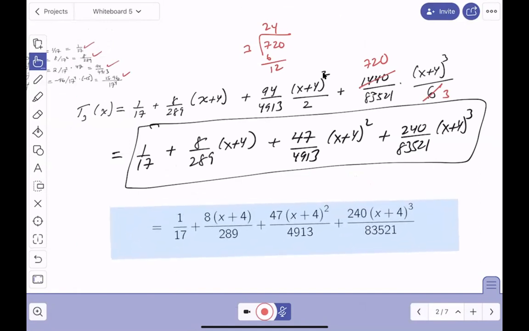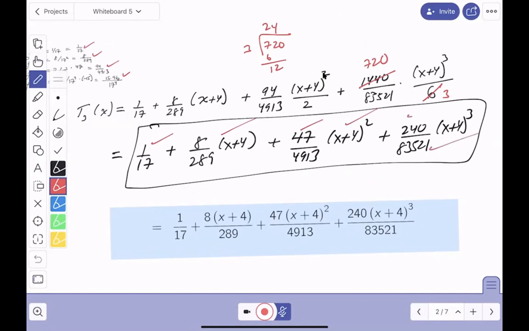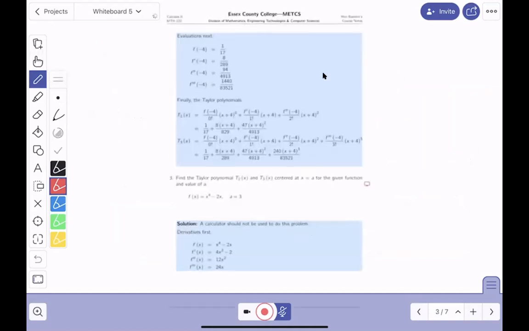And I would look at this now and say, I wonder if I got it right. Let's get a red pen out. I got the 1/17. I got the 8 over 289 times x plus 4. I got the 47 over 4913 times x plus 4 squared. Then I got the bottom number 83521. I did verify that before, 240. And then I got, it looks great. We did a great job. Let's go to the next one.